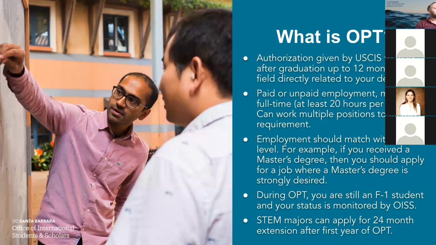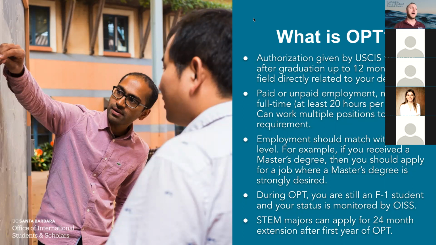So OPT is also a work authorization. It's given by an organization called USCIS. You might hear that acronym a few times during this presentation, and you might want to remember it during your OPT application. OPT, again, can be paid or unpaid employment. It must be full-time, at least 20 hours per week, and you can work multiple positions to fill this requirement.